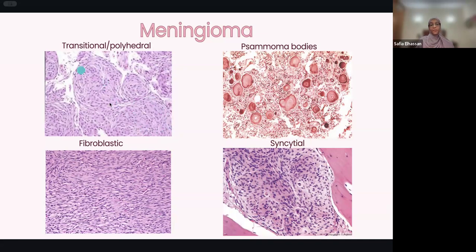From syncytial, it resembles the whirling or the swirling pattern. From fibroblastic, it has a similar nucleus, which is the spindle-shaped nucleus. Is this clear? Okay.